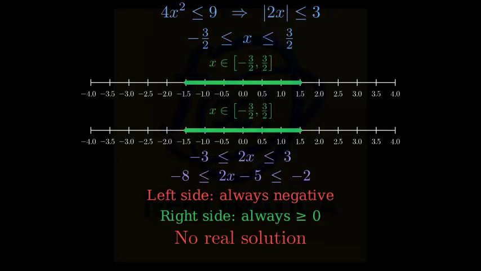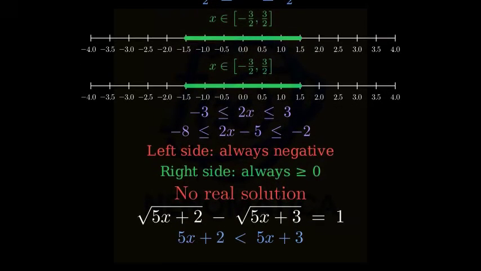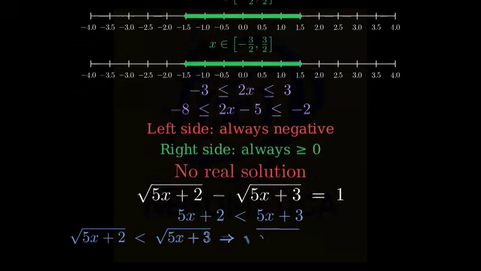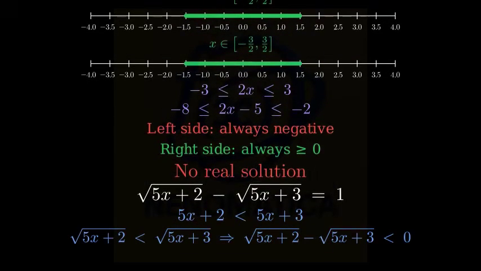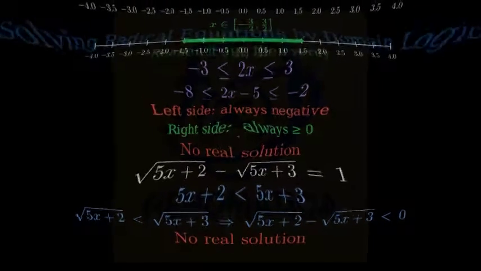Let's analyze the second equation. Square root of 5x plus 2 minus square root of 5x plus 3 equals 1. Notice that 5x plus 2 is always less than 5x plus 3. Because the square root function is increasing, the first root is always smaller than the second root, so their difference is strictly negative. A negative left side can never equal the positive number 1. Therefore, the second equation also has no real solution.